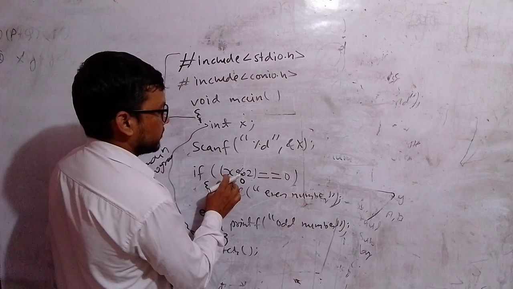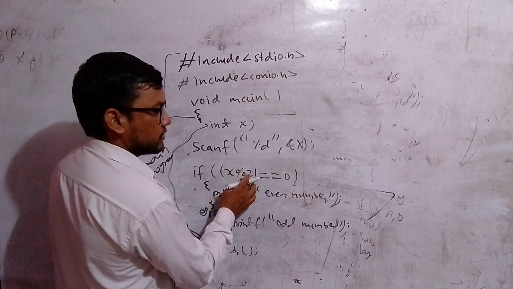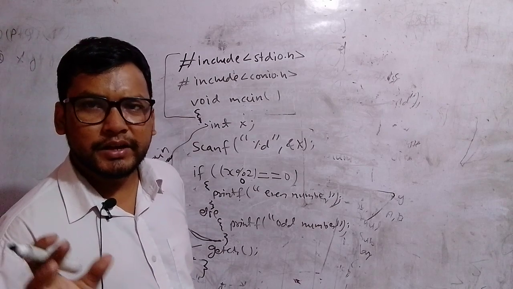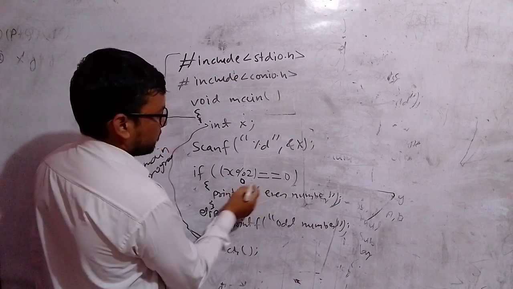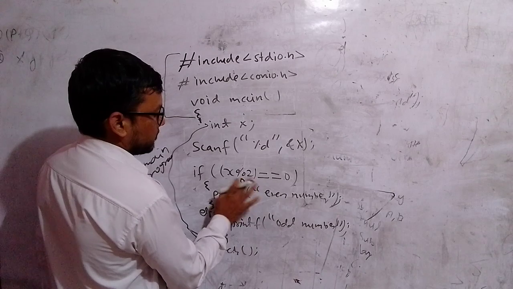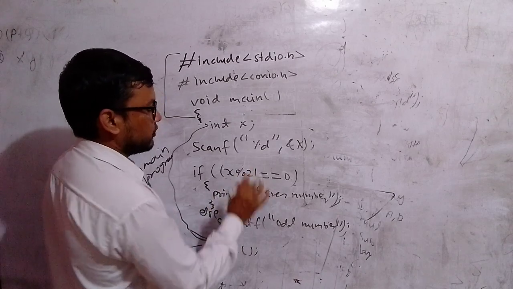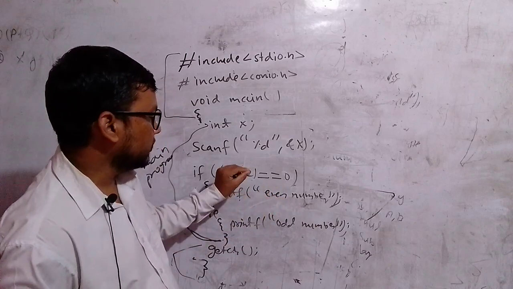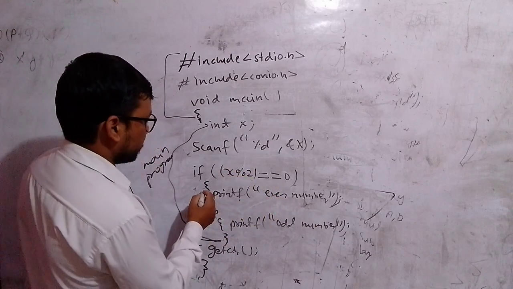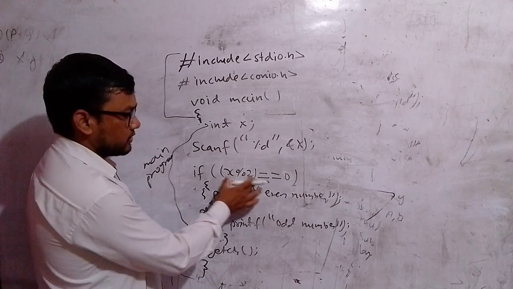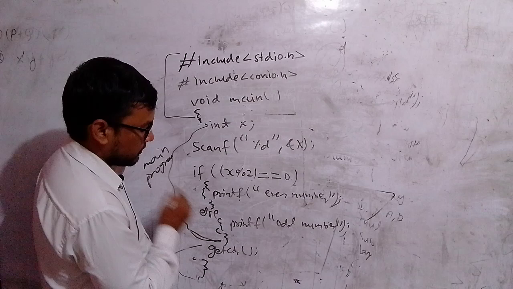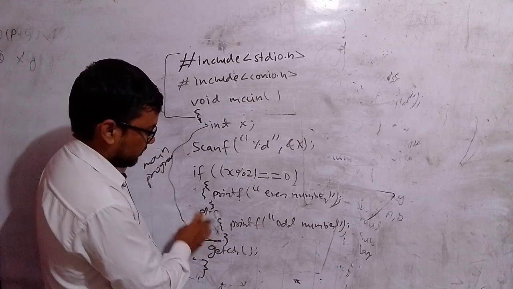For example, x is equal to 6. 6 modulus 2 gives 0. 6 division 2 gives remainder 0. Then this condition will be satisfied, that means this gives the true condition. We need to check these conditions first. If the condition is true, then this statement will be executed. Otherwise, if this condition is not satisfied, then this statement will be executed.